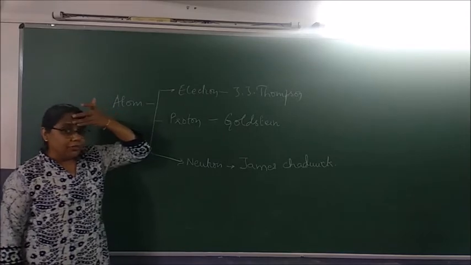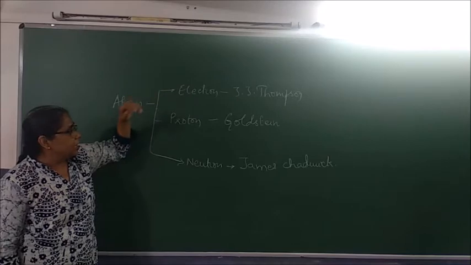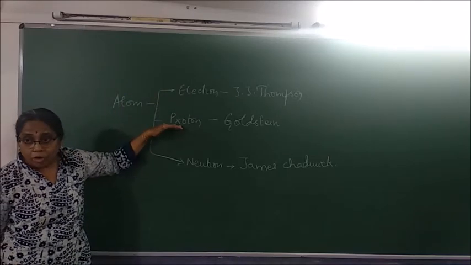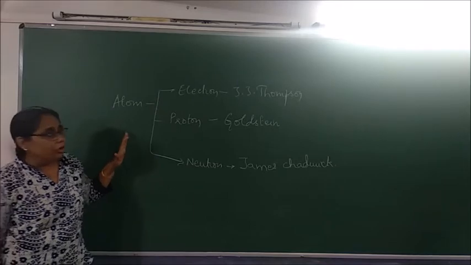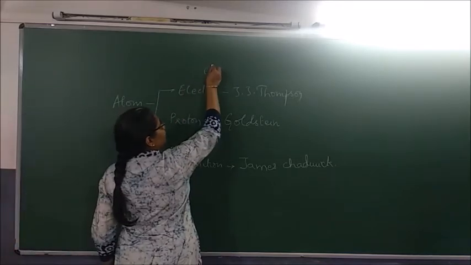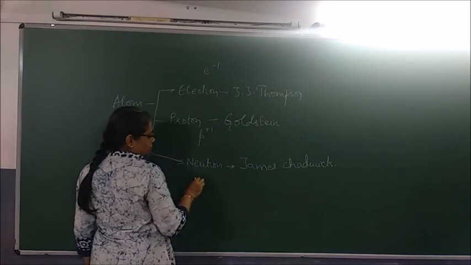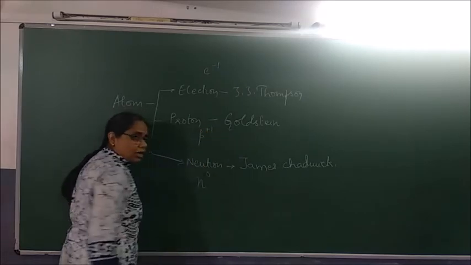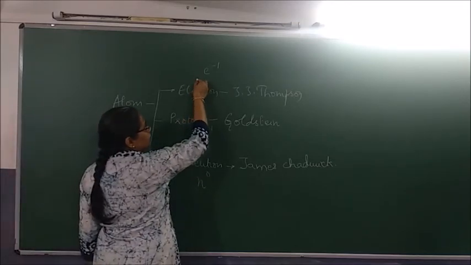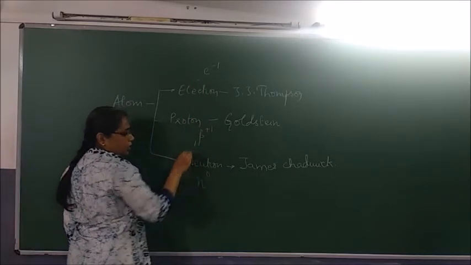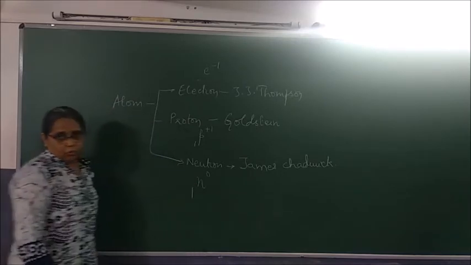So the charged particles which are present, electrons are what charge? Negatively charged. Protons are what charge? Positively charged. Neutron does not have a charge of its own. So electrons are represented as -1. Proton is represented as +1. And neutron does not have a charge. Mass of an electron, negligible. Mass of a proton, 1. And mass of neutron also equal to 1.